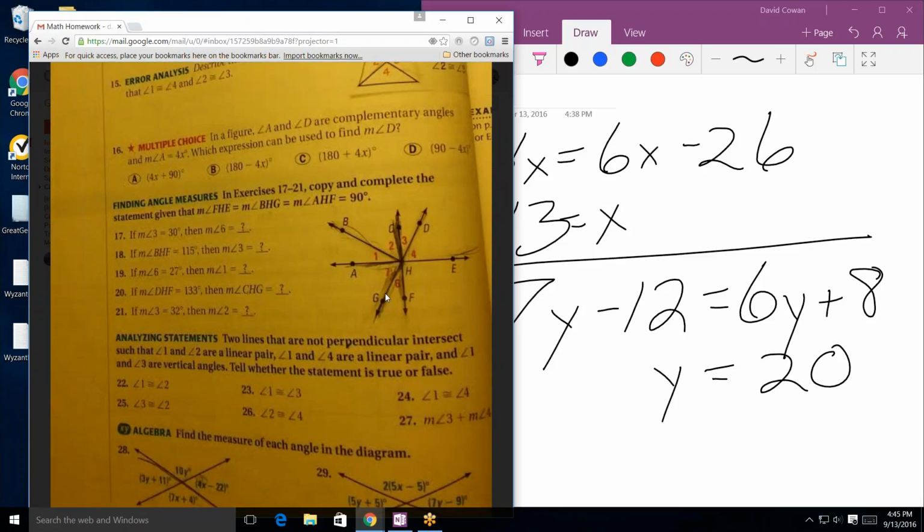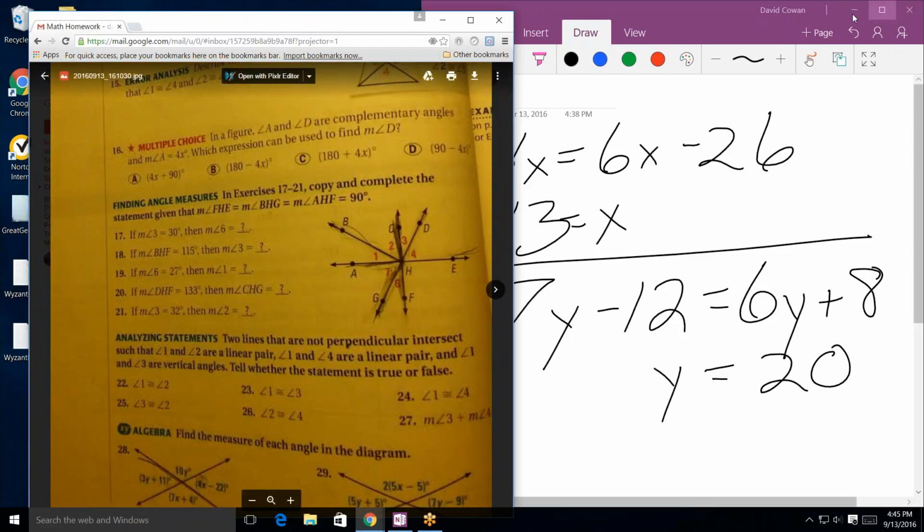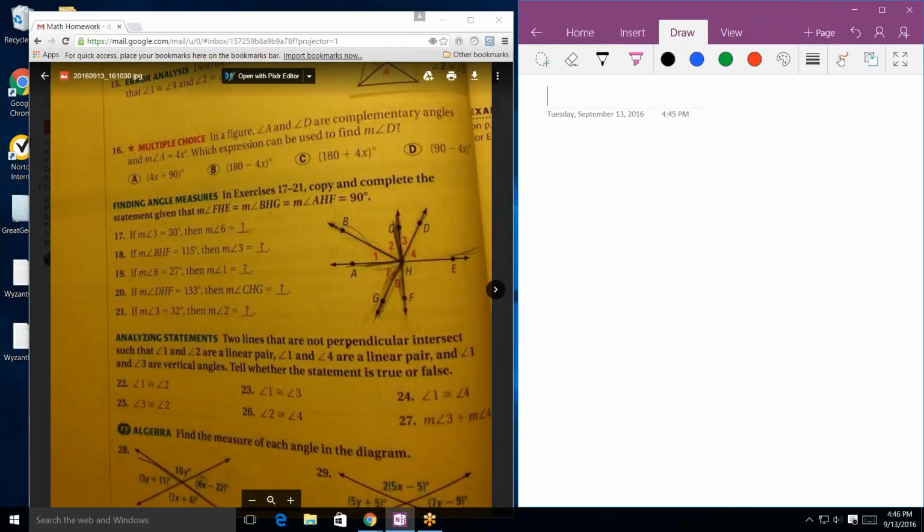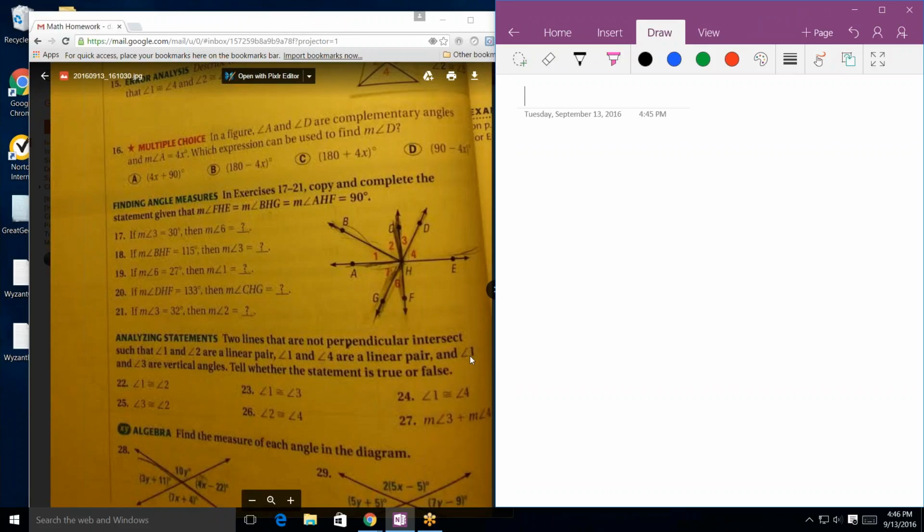In a figure, angle A and angle D are complementary angles. The measure of angle A equals 4x. What expression can be used to find the measure of angle D? So it's going to be answer D, 90 minus 4x. That's so obvious, but still let's write it out as algebra. I don't want you to get away from the algebraic solution to these problems, even if you can do them in your head.